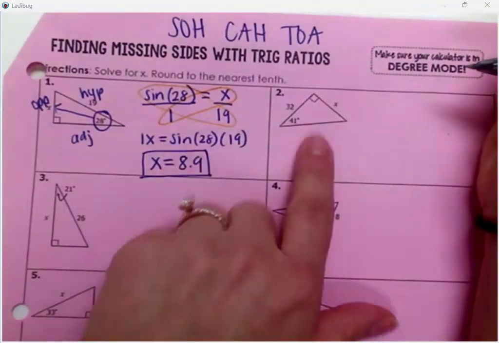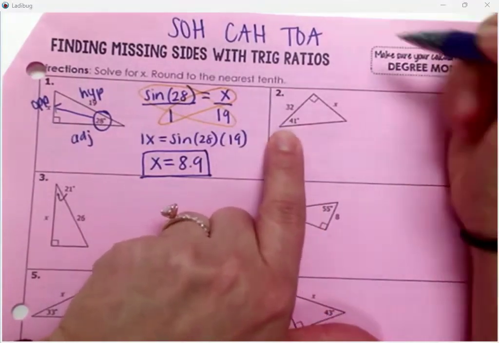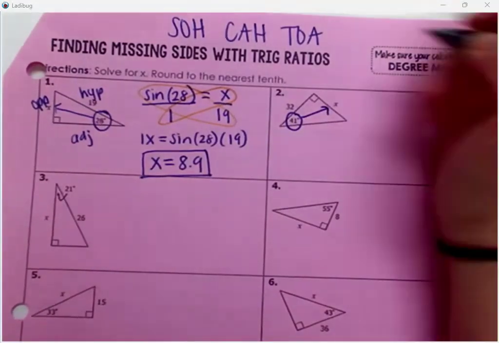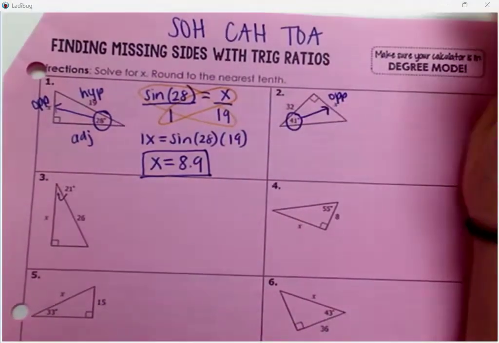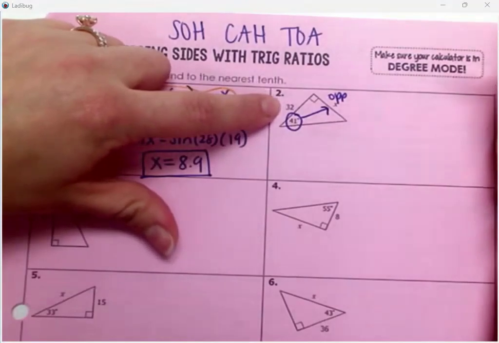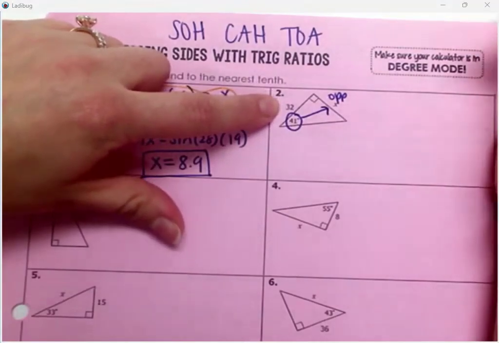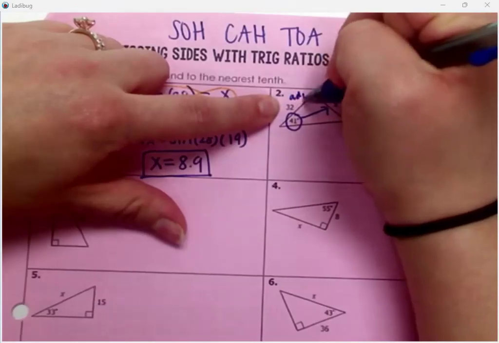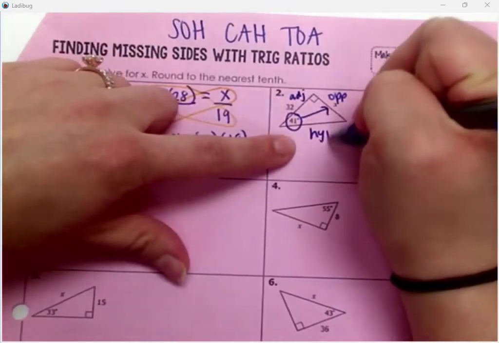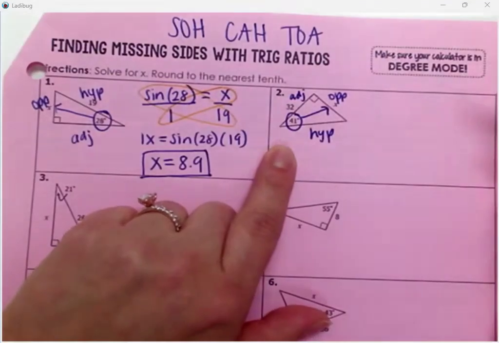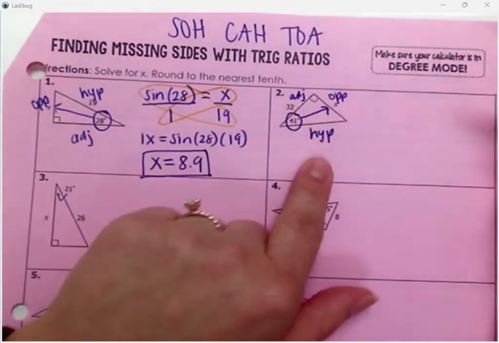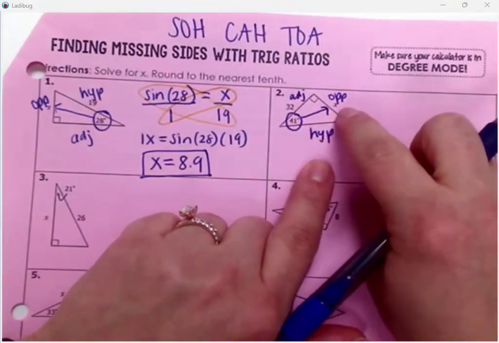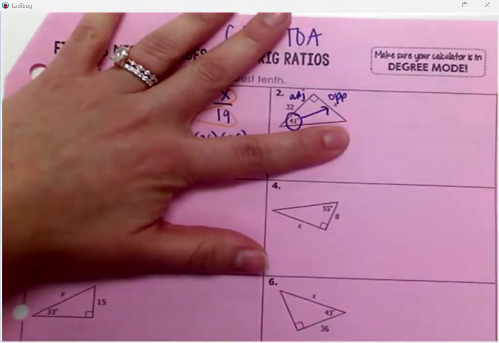Okay, then number 2, here I have the angle. What do I label this side? Opposite. What do I label the 32? Hypotenuse. Is it the hypotenuse or adjacent? It is adjacent, because the hypotenuse is going to be opposite of the 90-degree angle. Now, do I need the hypotenuse right now? No, because there's a 32 and an x over here. There is nothing on this side.